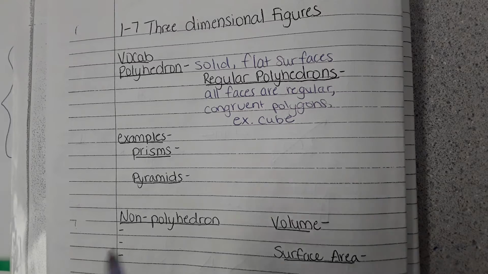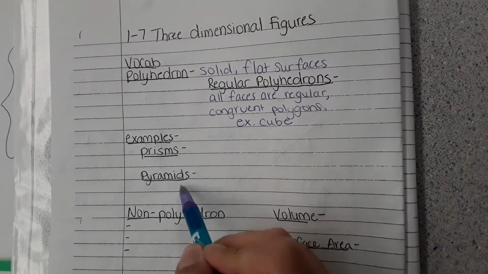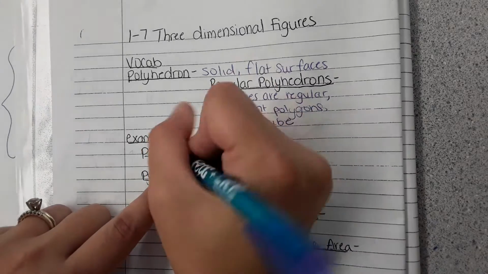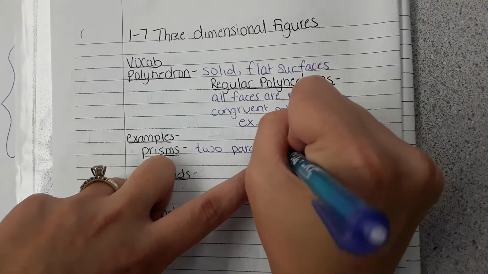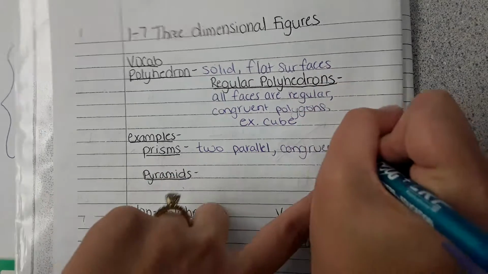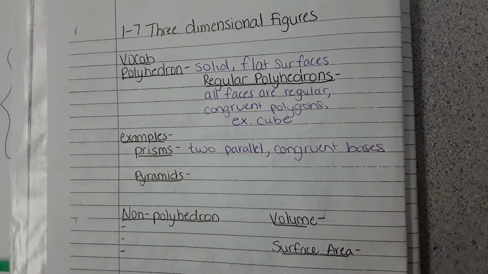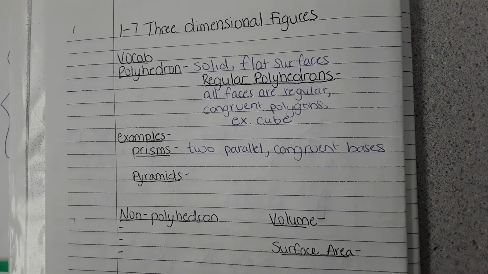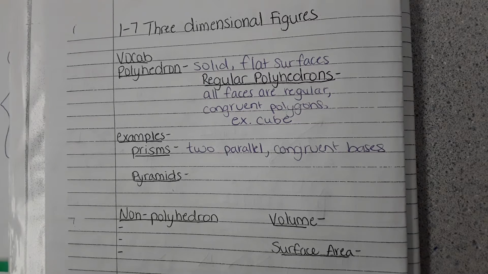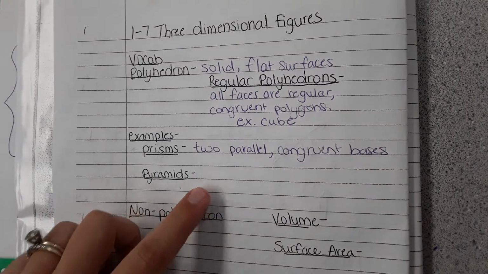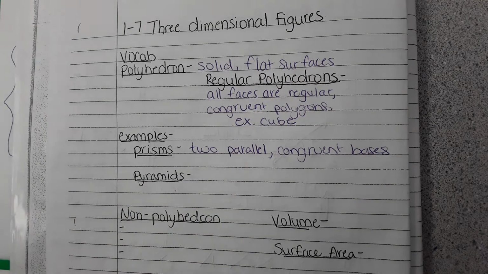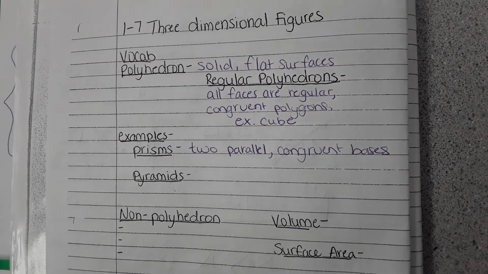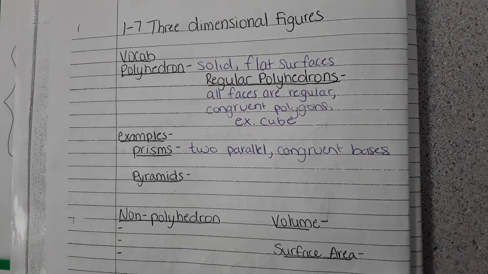Two examples of polyhedrons are prisms and pyramids. Prisms have 2 parallel congruent bases. So you have rectangular prism, triangular prism. And just like on this triangular prism, the triangles here are the exact same dimensions. So if you have the area of one triangle, you have the area of the other triangle. They're congruent.